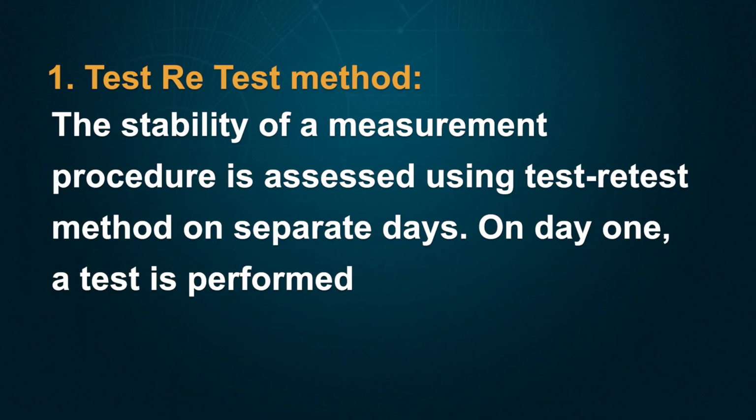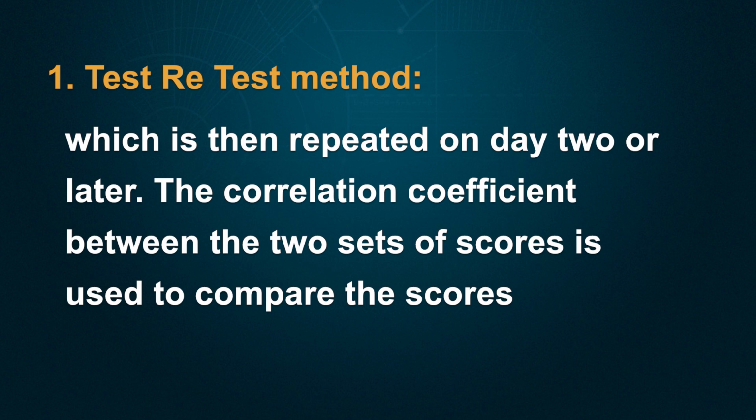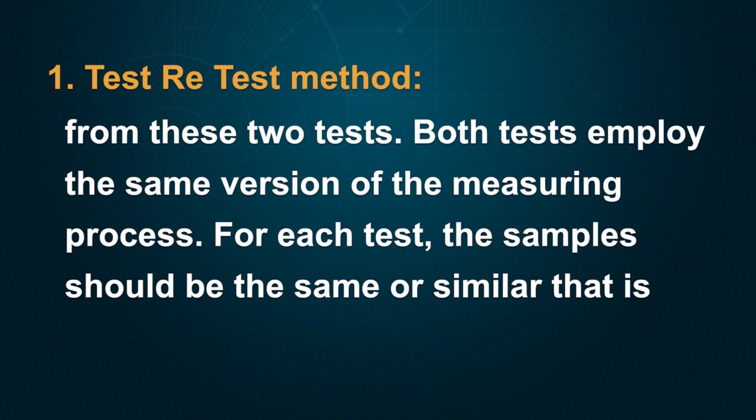Test-retest method. The stability of a measurement procedure is assessed using the test-retest method on separate days. On day 1, a test is performed which is then repeated on day 2 or later. The correlation coefficient between the two sets of scores is used to compare the scores from these two tests. Both tests employ the same version of the measuring process. For each test, the samples should be the same or similar. That is, the sample features should be closely matched.